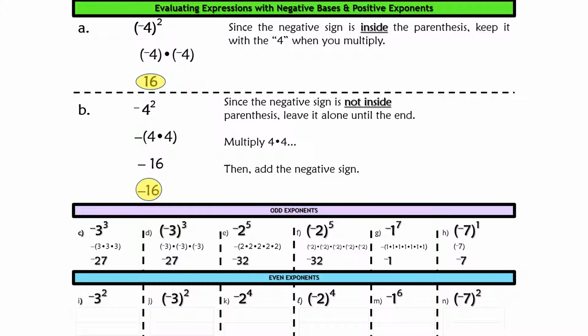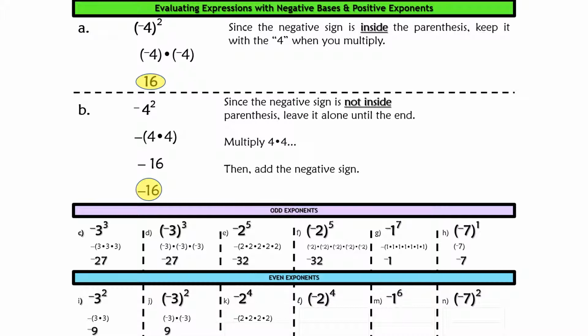However, when we look at some even exponents like letter I, it could be a little bit different. So for letter I, the negative is outside. We're going to ignore it. We're going to do the math and then pop it on at the end. So the final answer there is -9. But in J, the negative is being held next to the 3. So when we expand and multiply, we're going to hold it next to the 3. And -3 times -3 is +9.